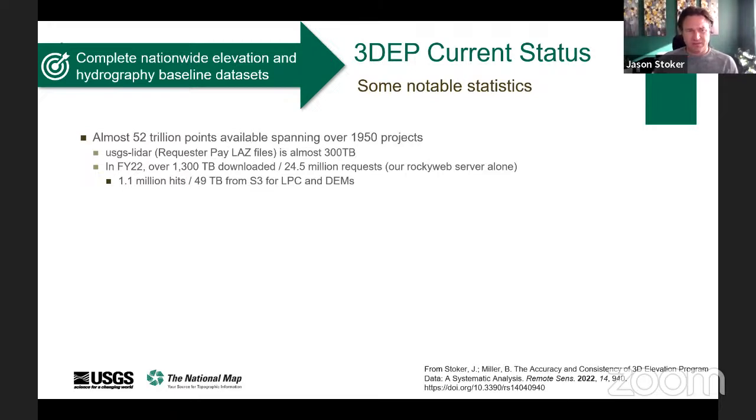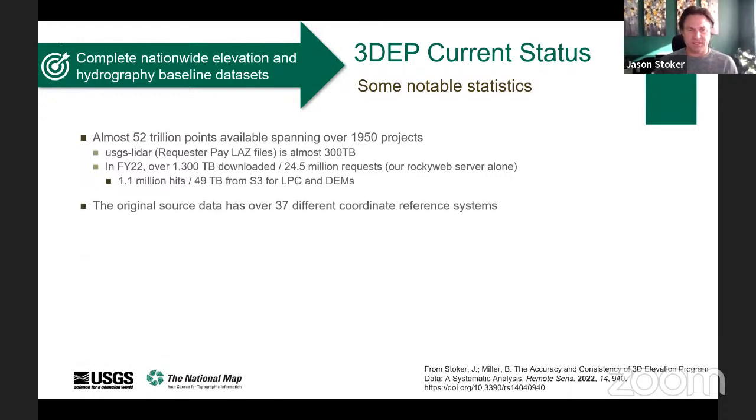We don't really talk about download metrics so much anymore. You'll see why in a little bit, but in FY22 there was over 1,300 terabytes downloaded just from our local servers, and on S3 we had over 1 million hits and almost 50 terabytes of data pulled down from Amazon.